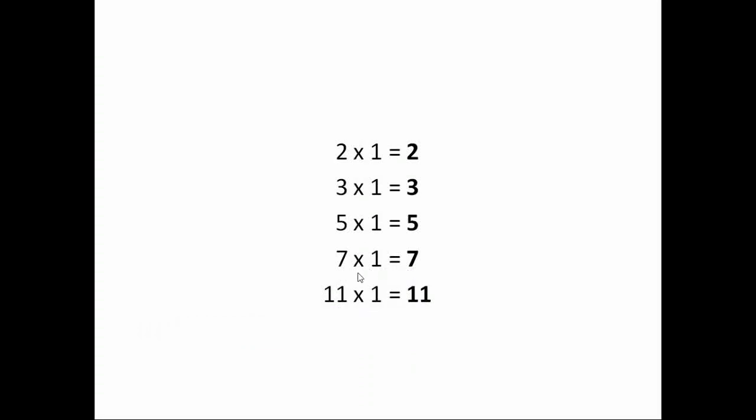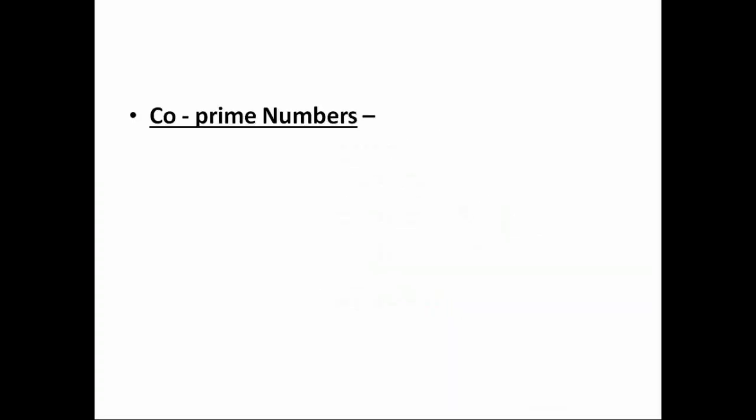And there is no other factor for 7 other than 1 and 7. So they have only 2 factors. So such numbers are said to be prime numbers, which have only 2 factors, that is 1 and the number itself. So these are prime numbers.